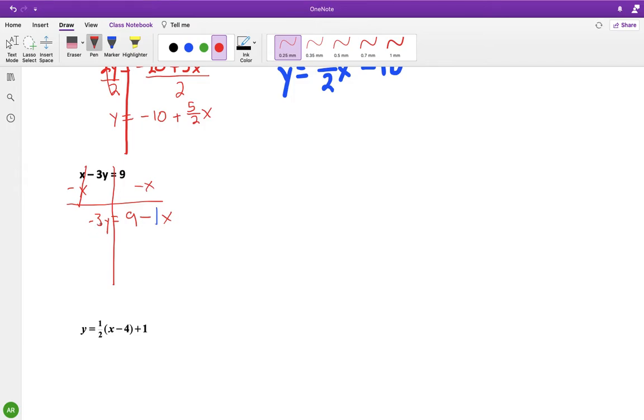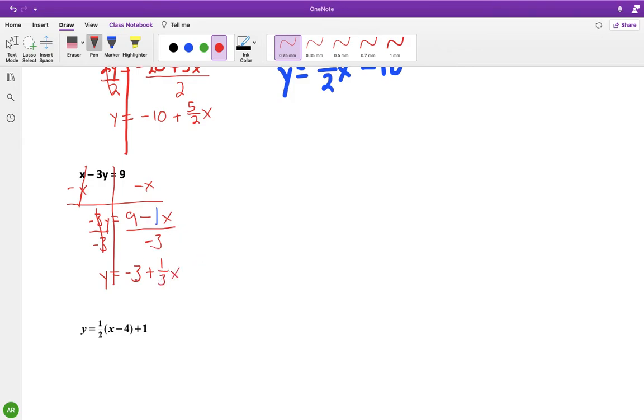just to remind themselves that there is a number there. Now I'm left with the coefficient of y to be negative 3, which means I have to divide both sides by negative 3 to isolate that y. So over here, my y is isolated. 9 divided by negative 3 is negative 3. Negative 1 divided by negative 3 would be positive 1/3. So this converts to positive 1/3 x.